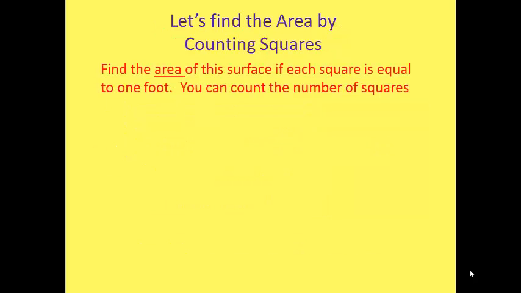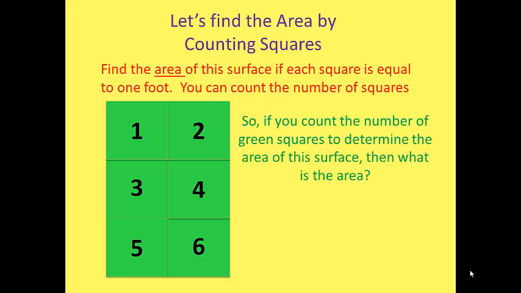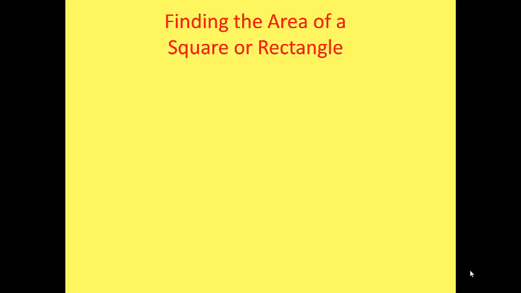Let's find the area by counting squares. Find the area of this surface if each square is equal to 1 foot. You can just count the number of squares. 1, 2, 3, 4, 5, 6. So, if you count the number of green squares to determine the area of this surface, then what is the area? The area is equal to 6 square units.